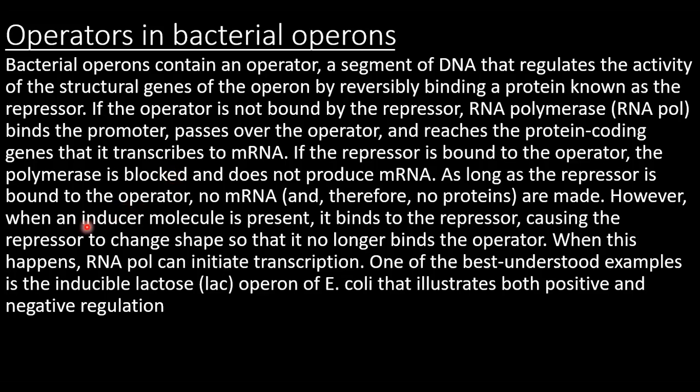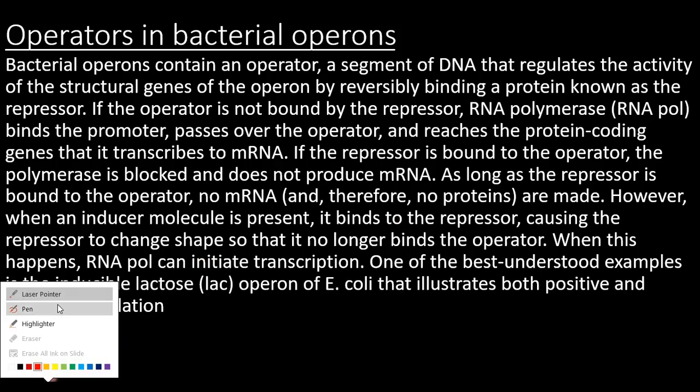However, when an inducer molecule is present, the inducer usually binds to the repressor. Once bound, it causes a conformational change in the DNA binding domain of the repressor protein. Hence, the repressor protein cannot bind to the operator. And once the repressor protein is not bound to the operator, the RNA polymerase will initiate transcription.